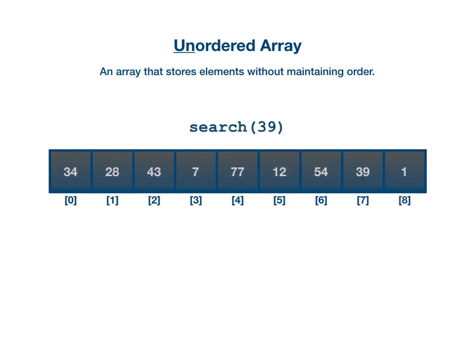Now, suppose I want to search for a specific value in this array. Because the elements aren't in order, we can't take advantage of binary search. In this case, we have to do a linear search. We have to start at the front and probe each value until we find the value that we're looking for, which takes much longer on average than binary search.